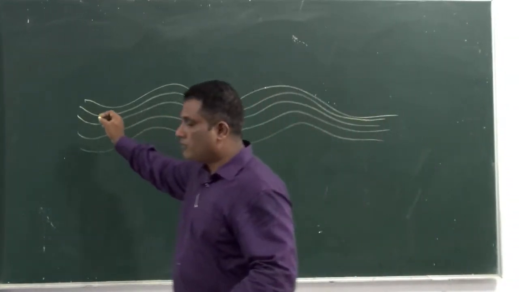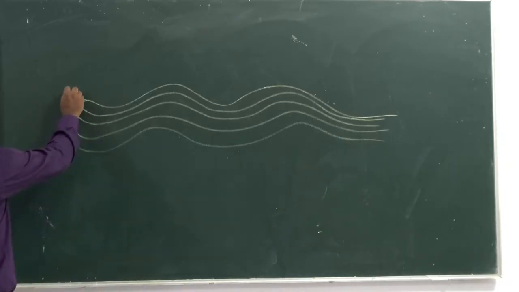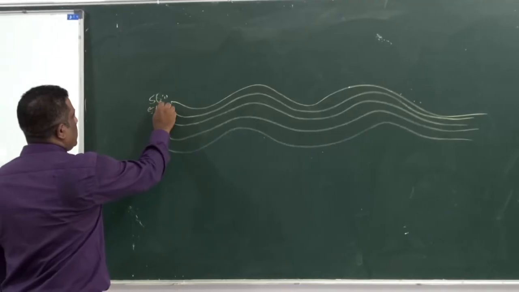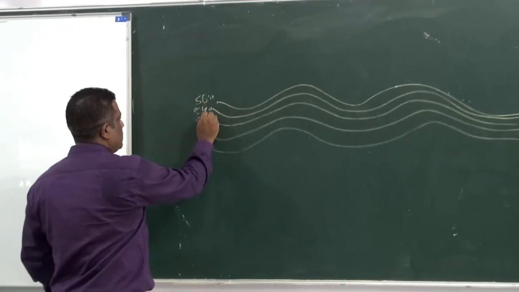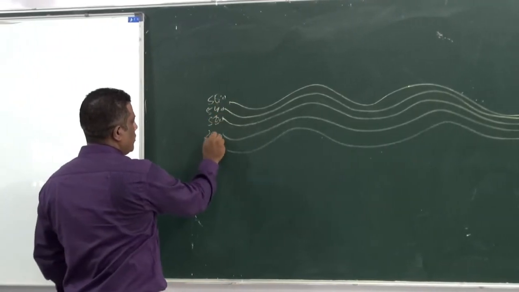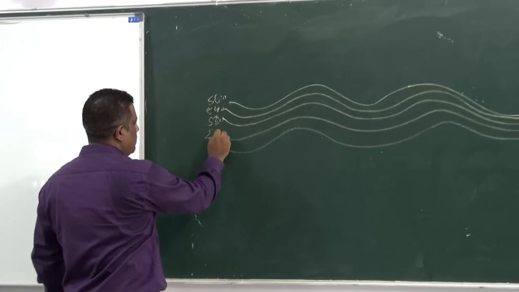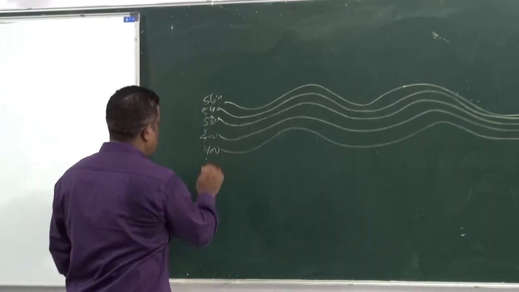Say it has a value, say 560, 540, 520, 500, 480.